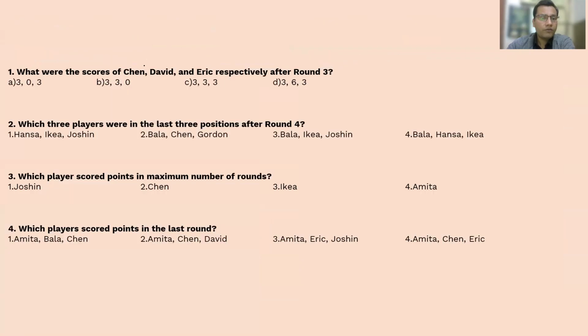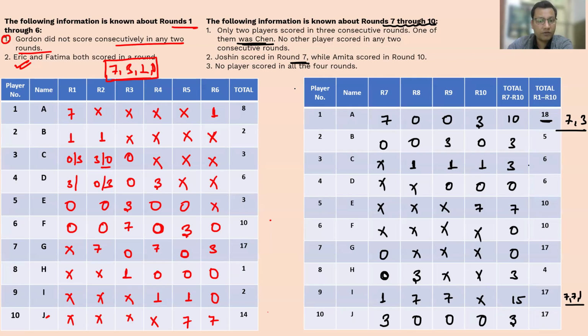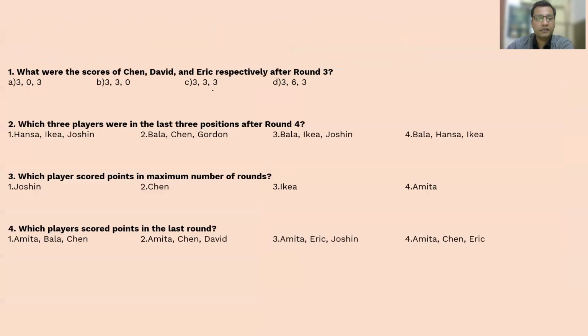Question number 1. What were the scores of Jane, David, and Eric, C, D, and E, respectively, after 3 rounds? So after round 1, round 2, and round 3, Jane is 3, David is also 3, and Eric is also 3. So the answer will be 3, 3, 3. So C is the correct answer.